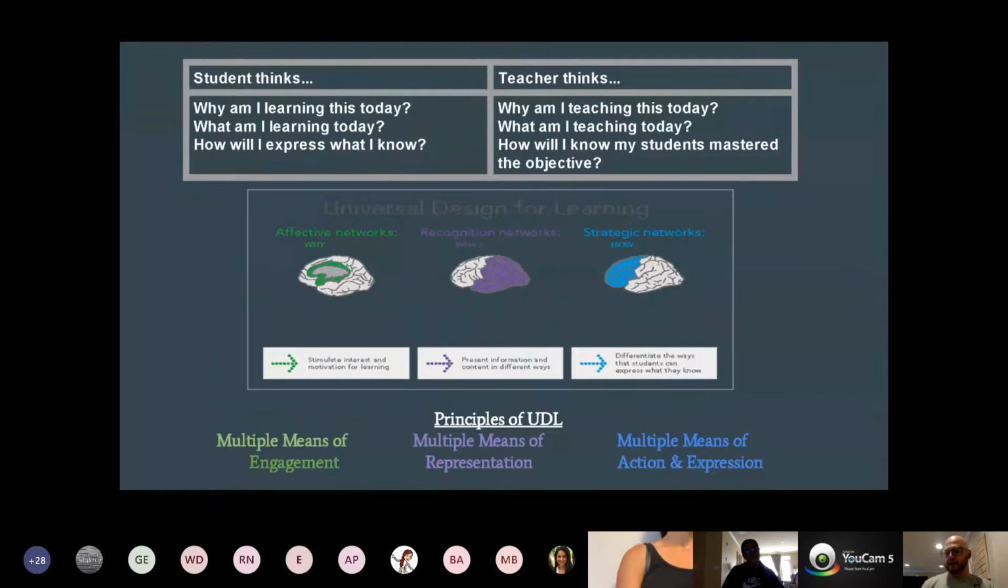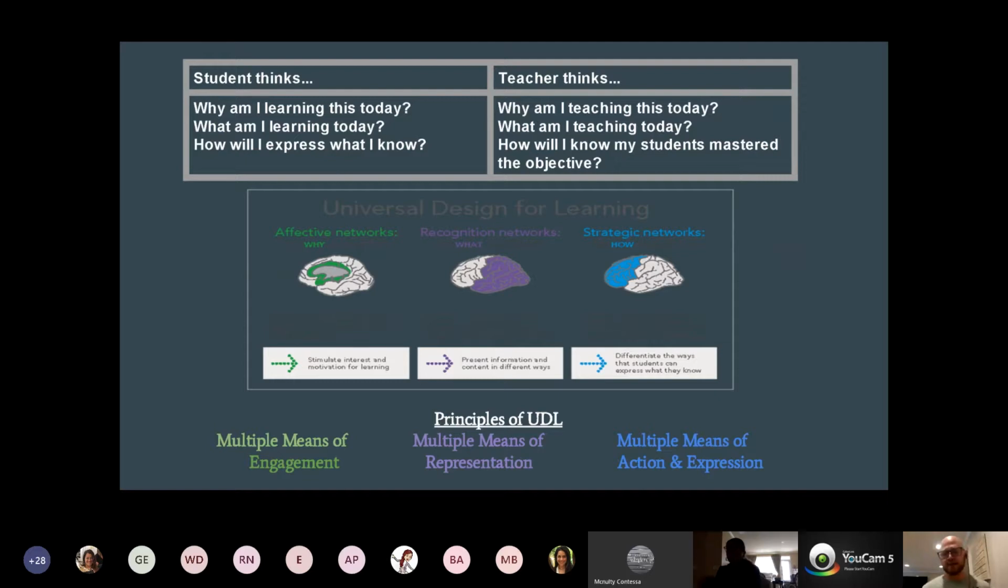All right, like it said in the video, these are the three principles and the parts of the brain that they affect. So, remember that these are the questions at the top of the slide that you see. These are the questions that students need to answer and that teachers need to really think about, right? Why am I learning this today? What am I learning today? And how will I express what I know or show what I know?